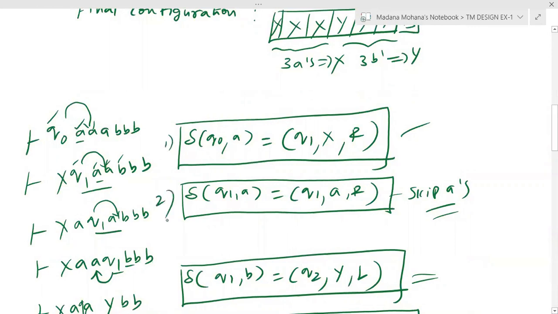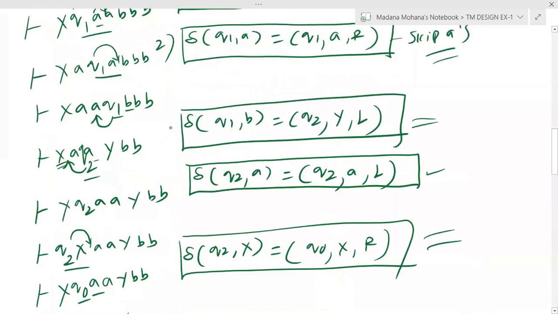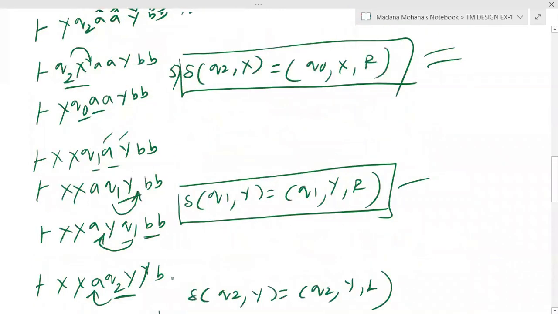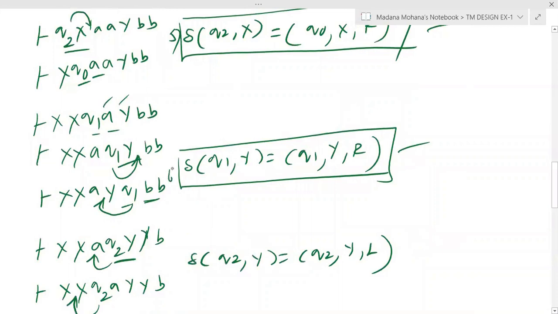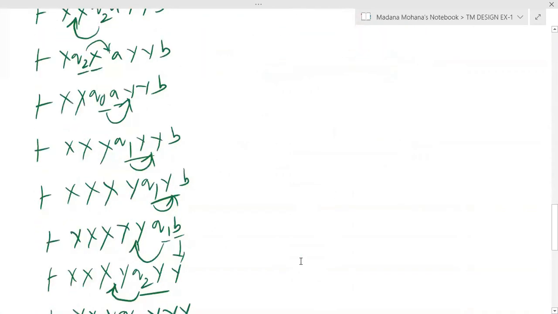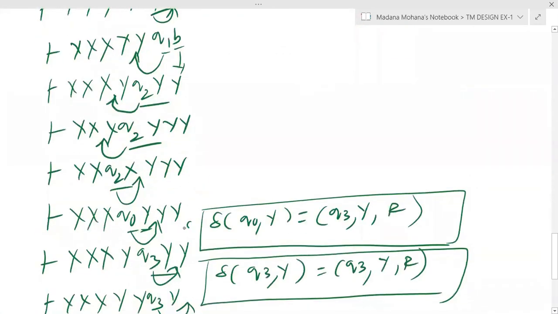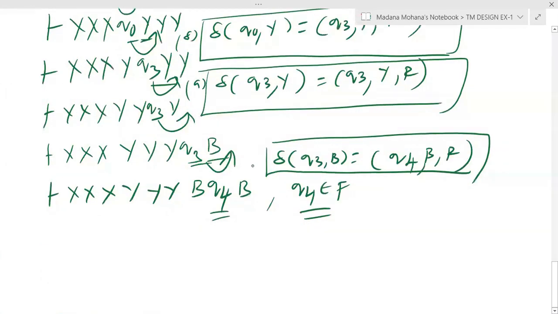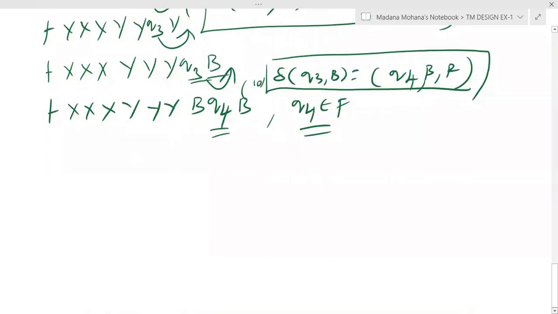This is 1, 2, all are unique, 3, 4, 5, then 6, 7, then 8, 9, 10. Total 10 transitions are there. Now therefore the final Turing machine you can write down here.